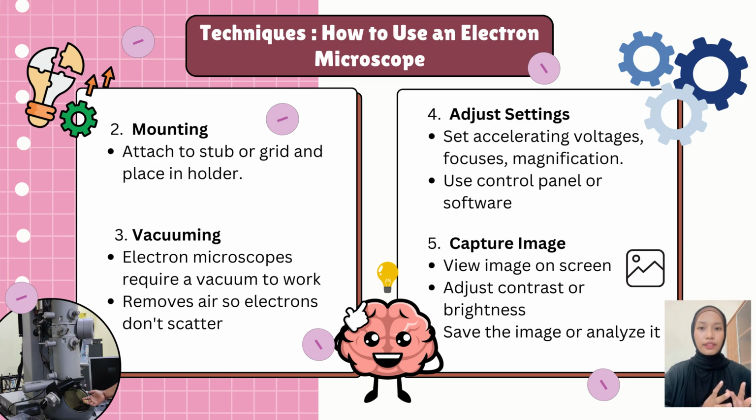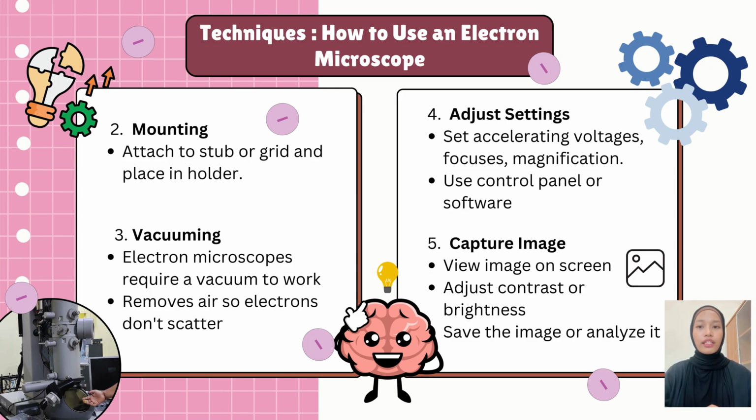Once the sample is in place, we adjust the microscope settings. Some important settings include voltage, spot size, focus, and working distance. Most modern microscopes are controlled by a computer, so we use a mouse or touchscreen to make adjustments. It takes skill and experience. Even small changes can affect the quality of the image.